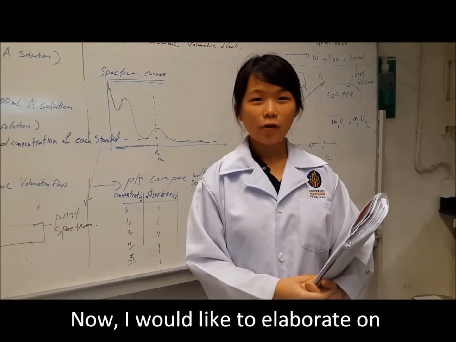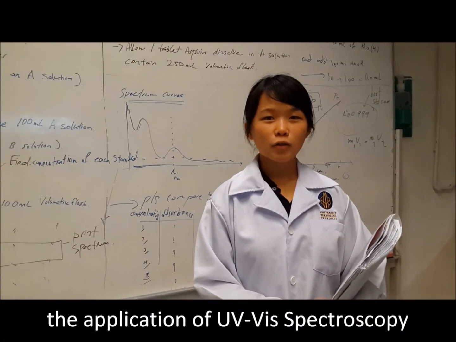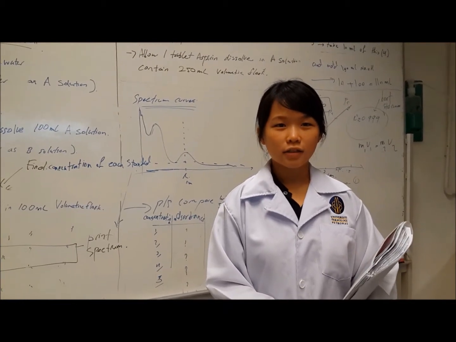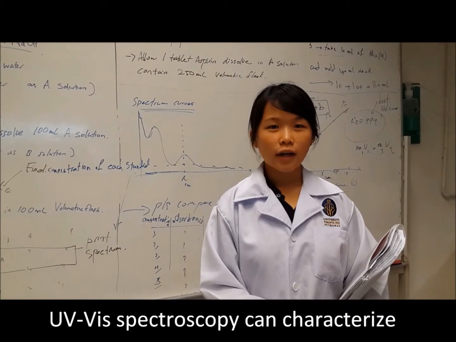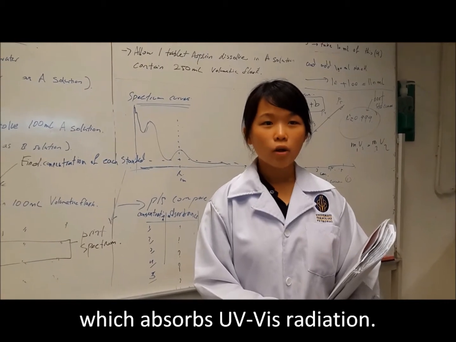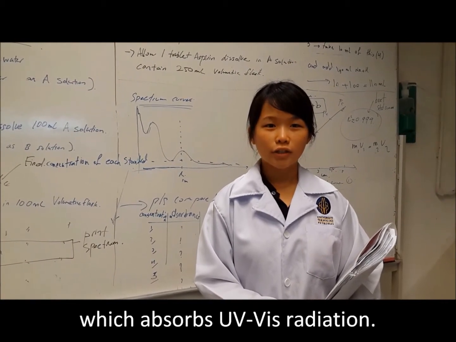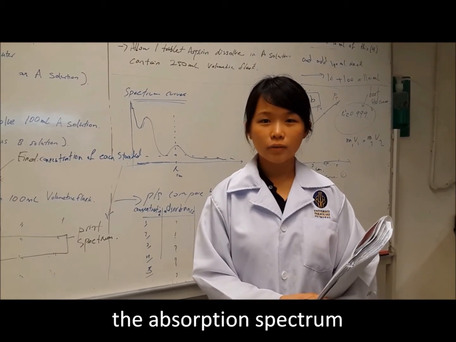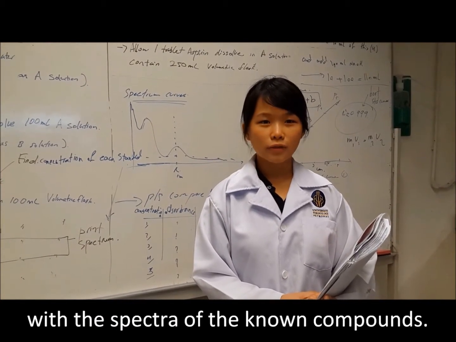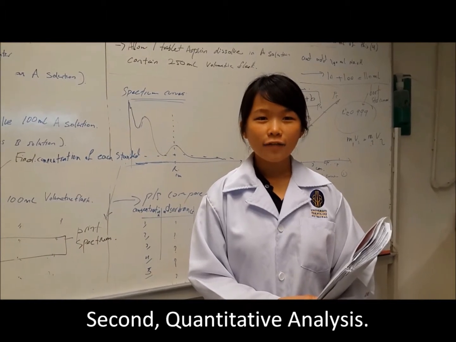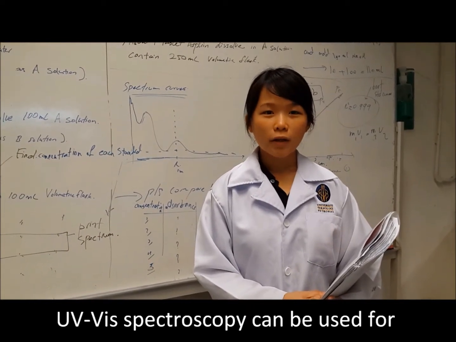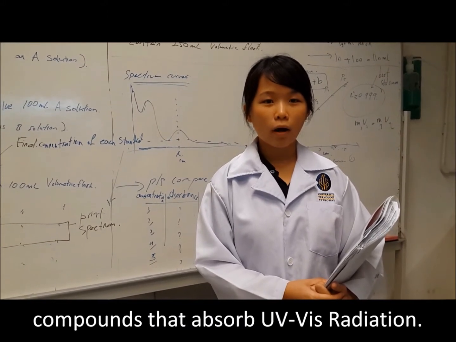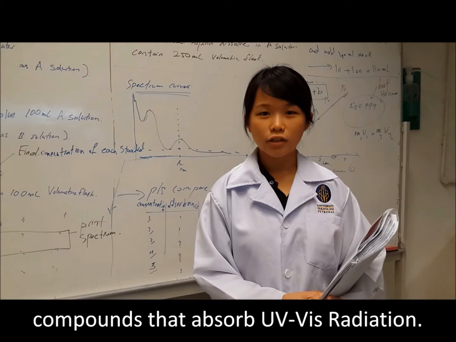Now, I would like to elaborate on the application of UV Vis spectroscopy. First, qualitative analysis. UV Vis spectroscopy can categorize those types of compounds which absorb UV Vis radiation. Identification is done by comparing the absorption spectrum with spectra of known compounds. Second, quantitative analysis. UV Vis spectroscopy can be used for the quantitative determination of compounds that absorb UV Vis radiation.